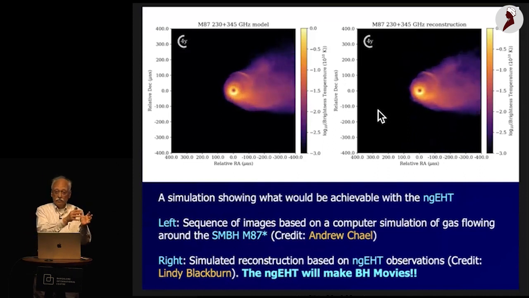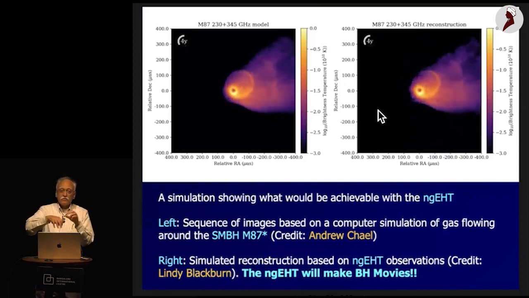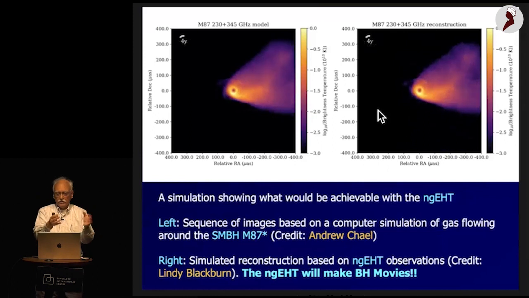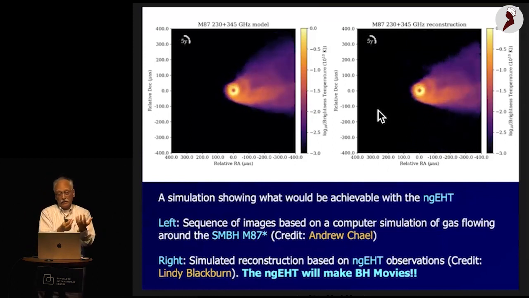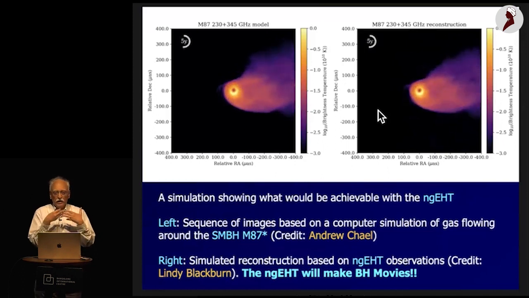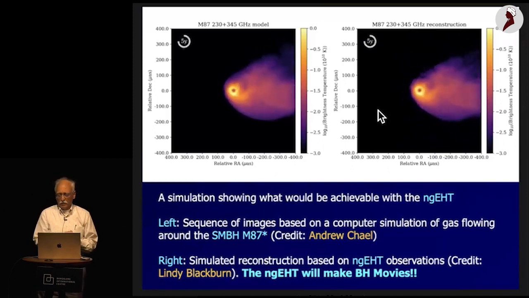So you can at least put all the physics you know and simulate the motion of the gas, simulate and sort of predict what kind of radiation might come out of it.